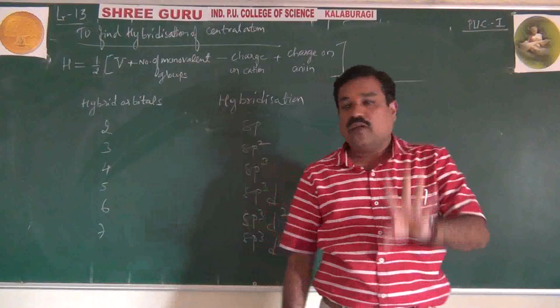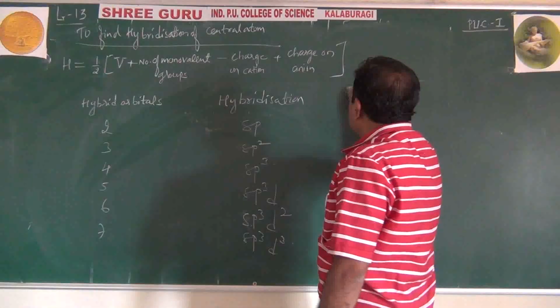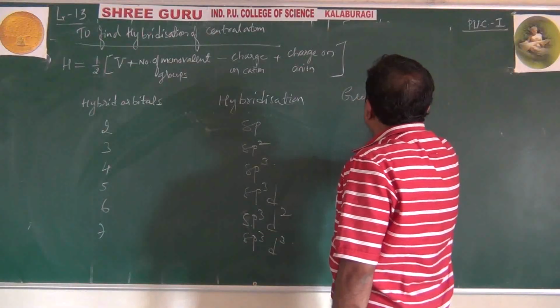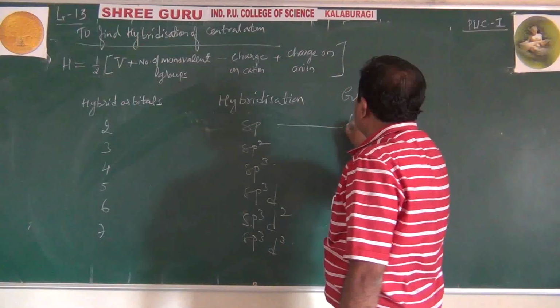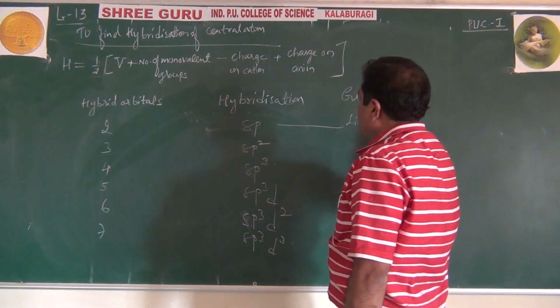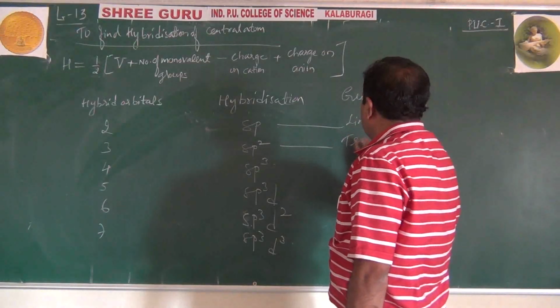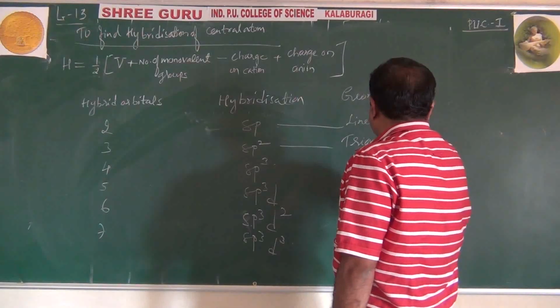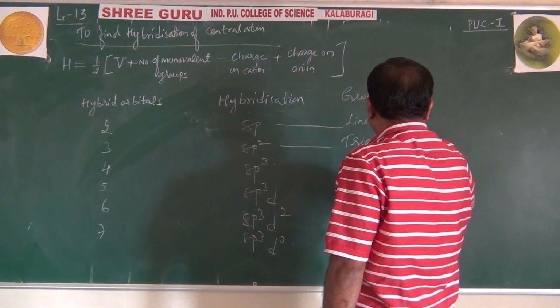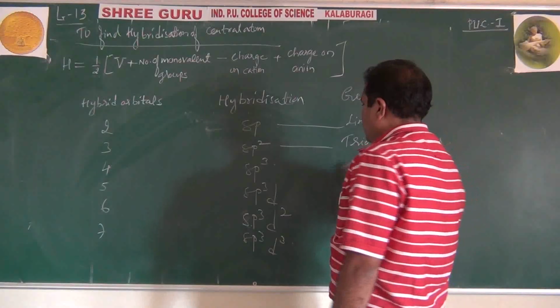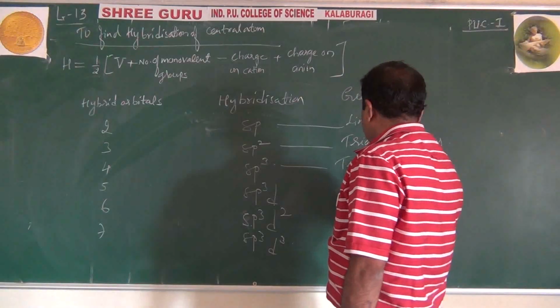This table I have to remember. For sp, we have geometry that is linear, right? For sp2, trigonal planar. For sp3, tetrahedral.